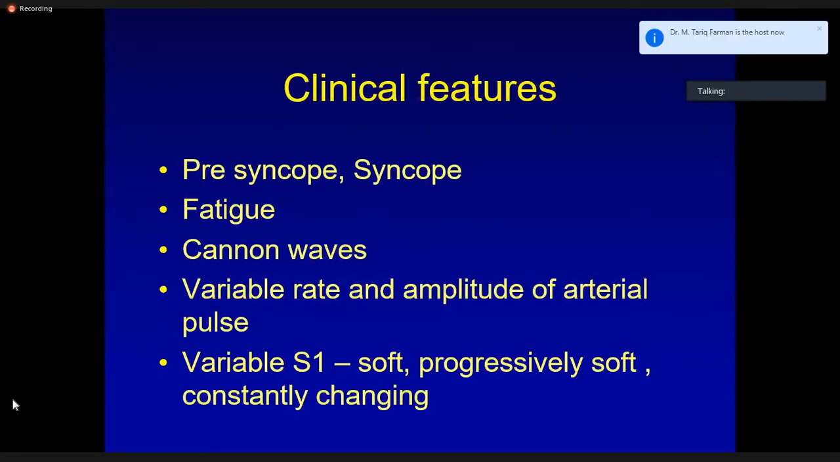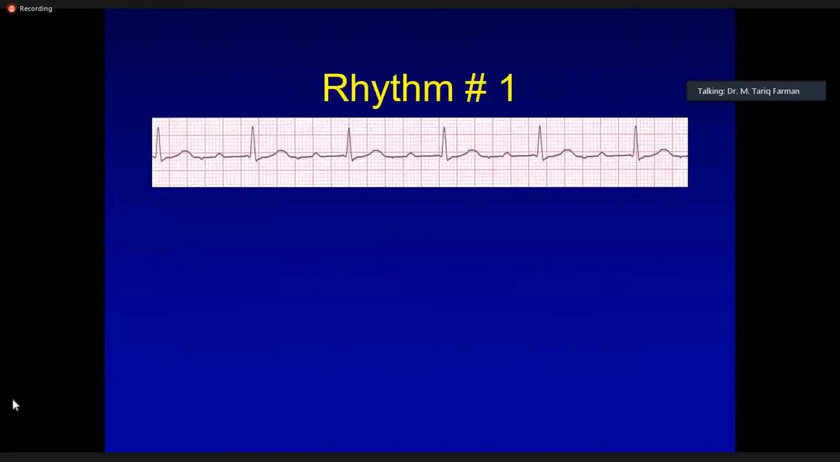If it is first degree AV block, S1 may be soft, and if it is Wenckebach, then it is progressively soft, and if it is third degree AV block, then it is constantly changing. So if you are very careful in examining the patient, and you auscultate and appreciate S1, you can have some idea about which kind of block it is without seeing the ECG. So this is about the clinical features. But if you have an ECG, first of all, you should know about the ECG paper.